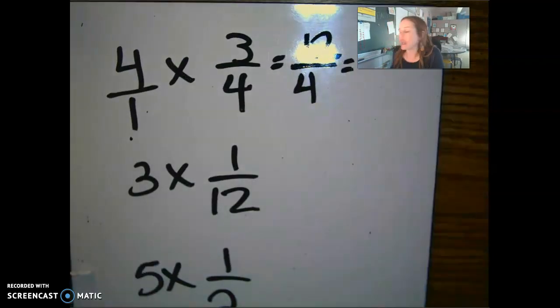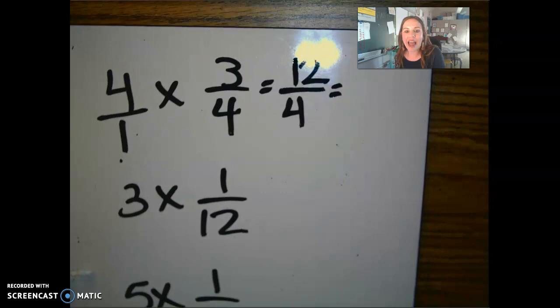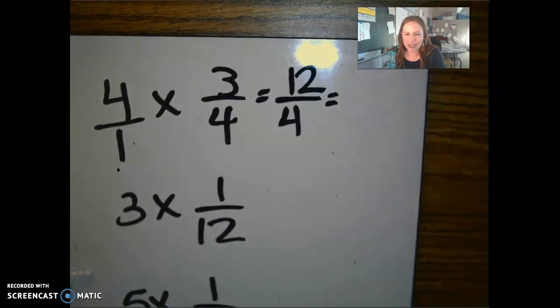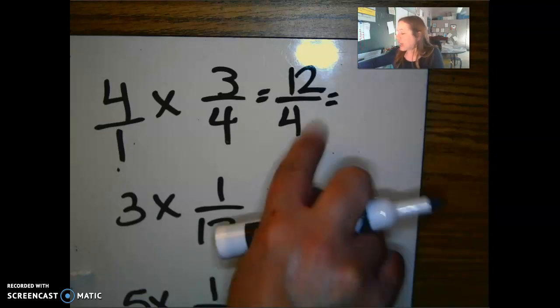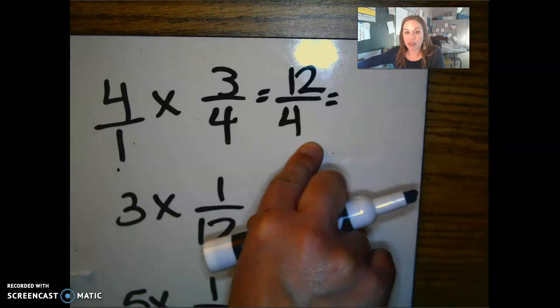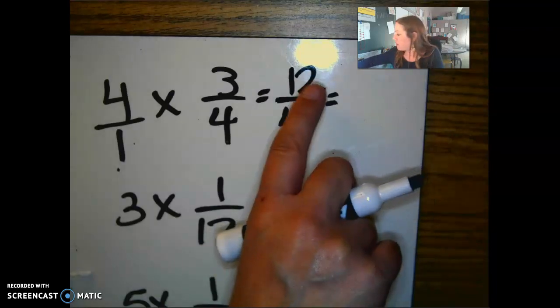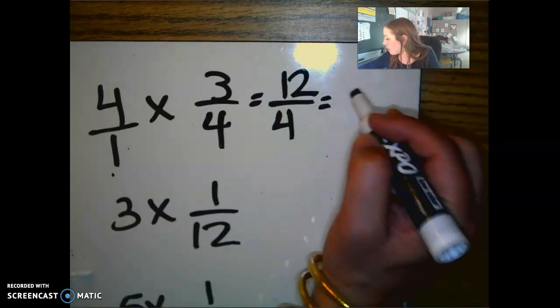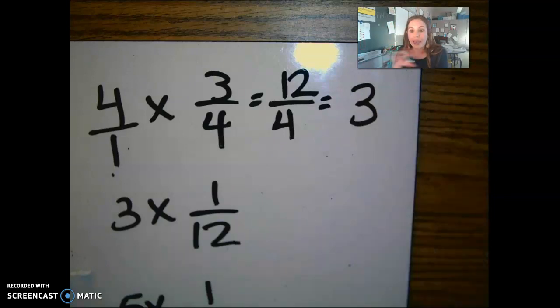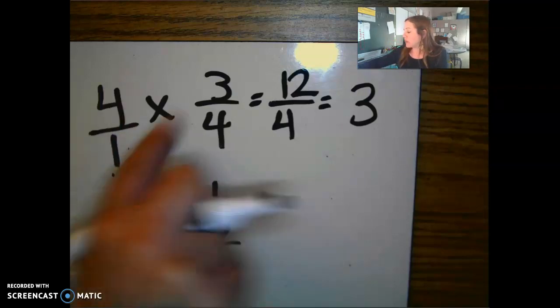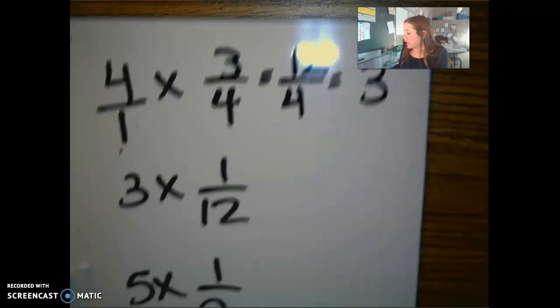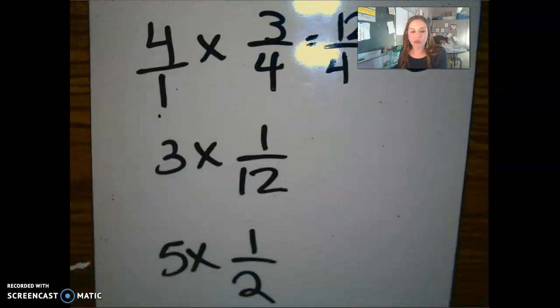Now, because this is an improper fraction, I have to turn it into a mixed number. It's not proper to leave it this way. It's bad form. So I turn it into a division problem. How many times does 4 go into 12? Well, 4 goes into 12 3 times with nothing left over. So it's 3 wholes. That's our answer. 4 times 3/4 is 3. Okay, let's look at our next one.